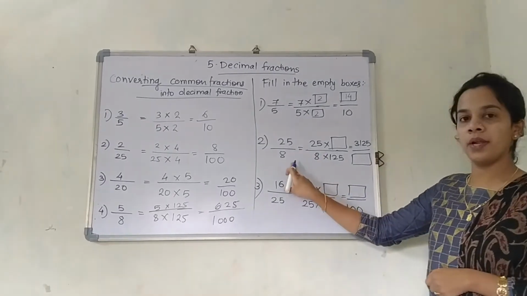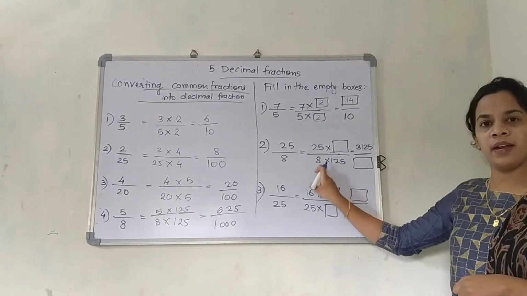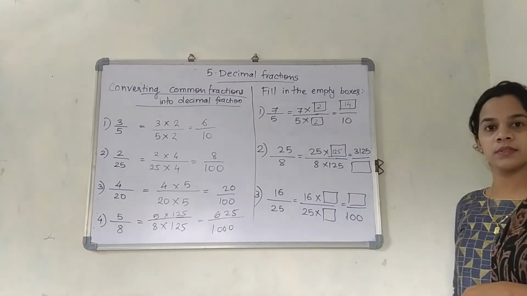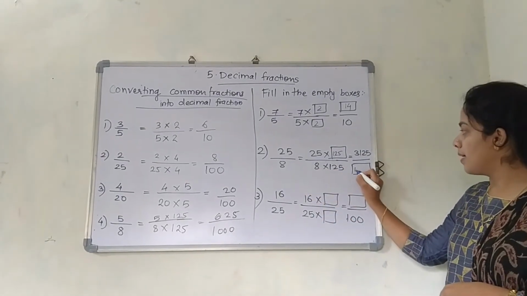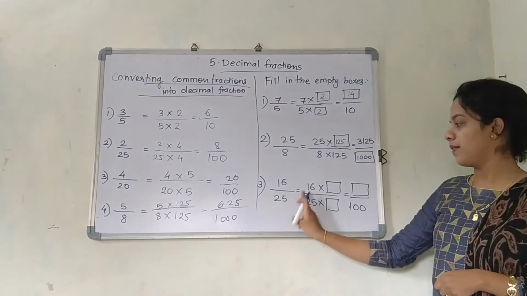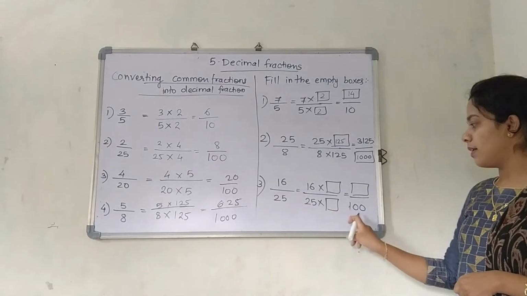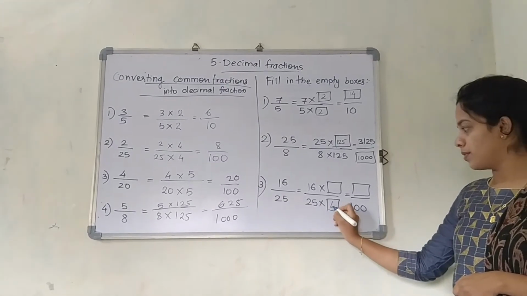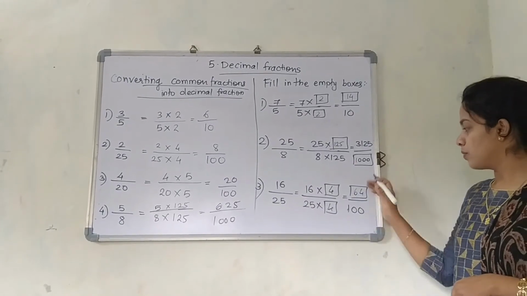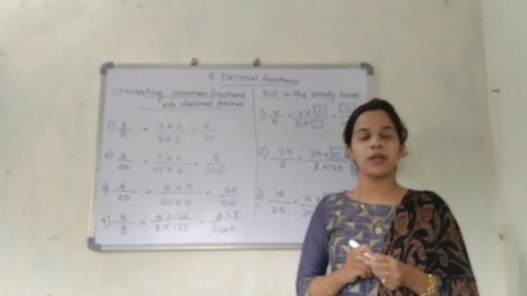Next part. 25 upon 8. 8 into 125. If 8 into something is 1000, what will come over here? 125 will come over here, and 8 into 125 is 1000. Fine. Now 16 upon 25. 16 upon 25 written down. Multiplication. 25 how much will be 100? 25 4s are 100. So I will multiply over here also, and 16 4s is 64. So this part is over now, filling the empty boxes, converting the common fractions into decimal fractions.